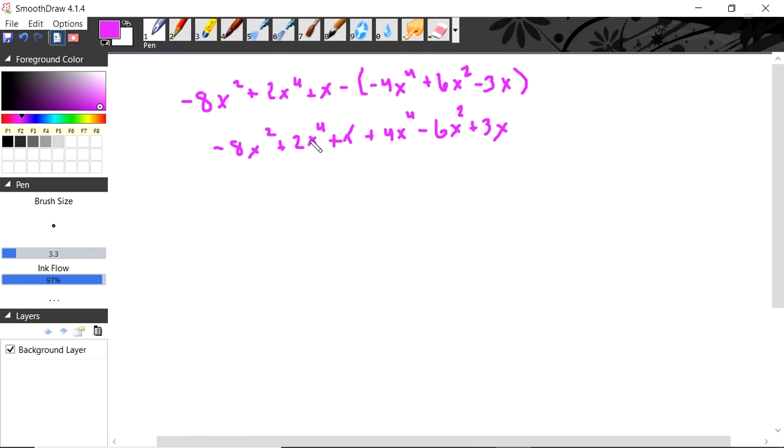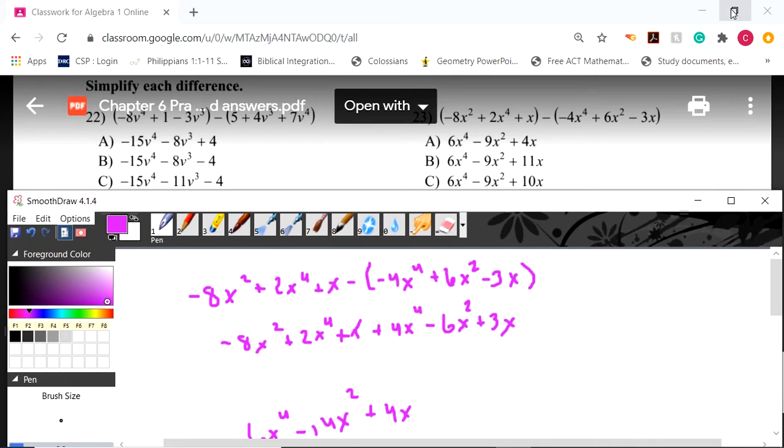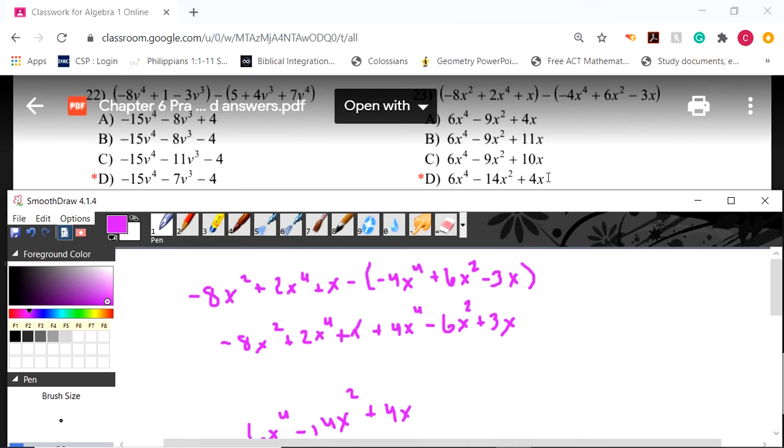So the first thing I'm going to look for are my 4s. So that's 2x to the fourth plus 4x to the fourth, which is 6x to the fourth. 2s, you got negative 8 minus 6, which is negative 14x squared. Then you look at just your x's. You got plus x and plus 3x. You got plus 4x. So there you go.